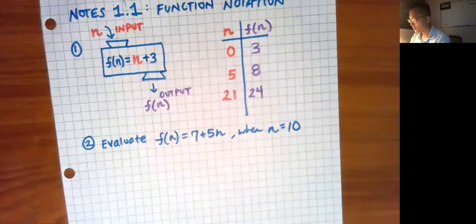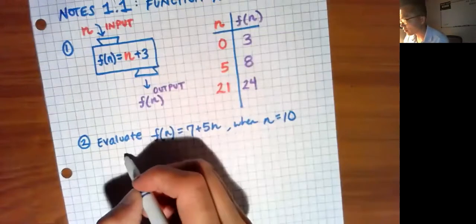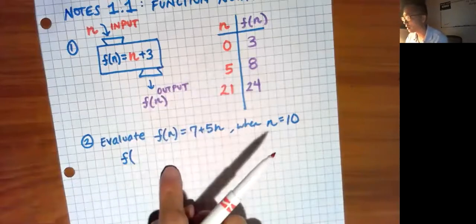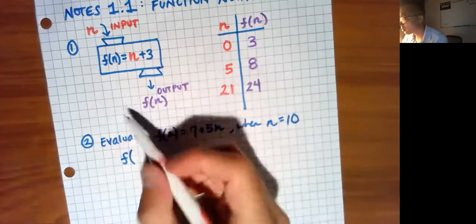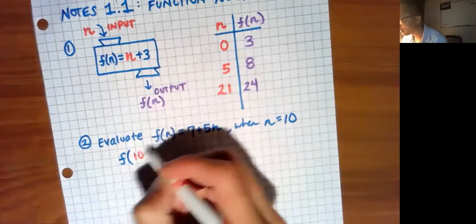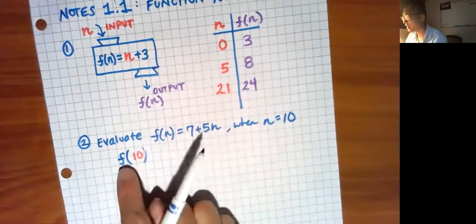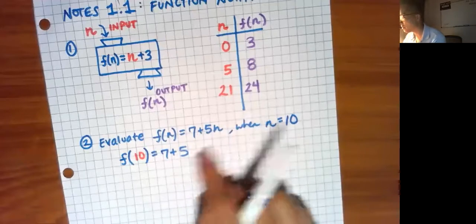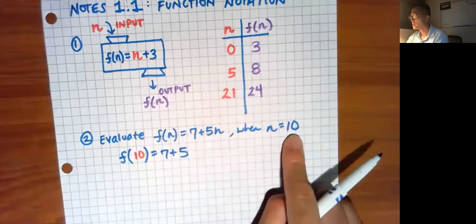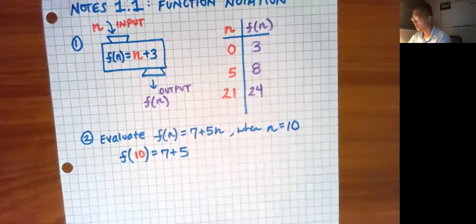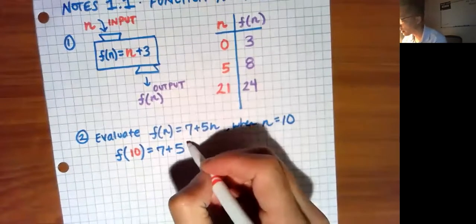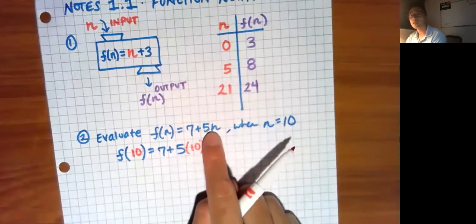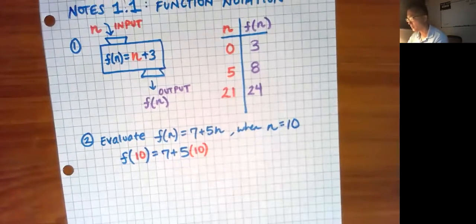All right, well, let's write it out. So we have f of, now instead of n, we're actually going to put the number that we're inputting in. We're putting in 10. So now instead of f of n, this is f of 10. So the function of 10 is equal to 7 plus 5 times n. But instead of n, we're putting in 10 because we're making n equal to 10. The input is 10. So this is now 5 times 10, because 5n means 5 times n.